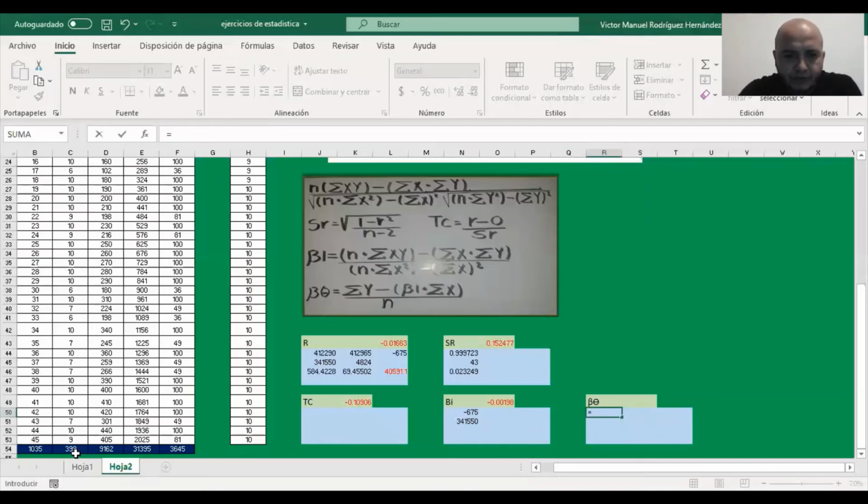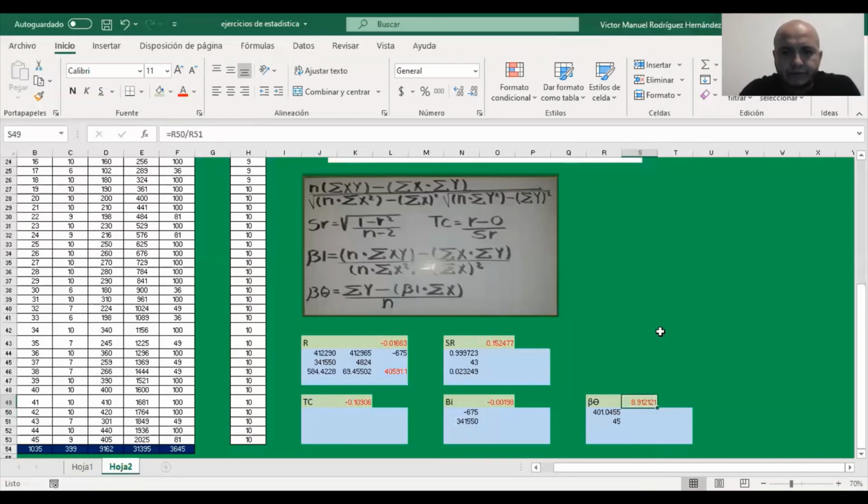Same process, summatory of y minus, open parenthesis, first result, multiply by summatory of x, close parenthesis. And then we divide that into 45 students, and our result is going to be 8.91.